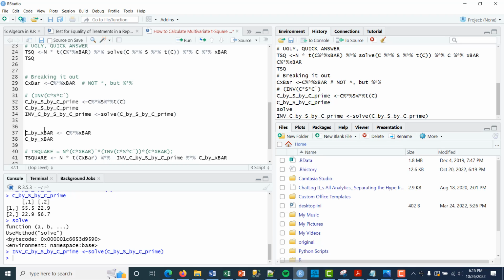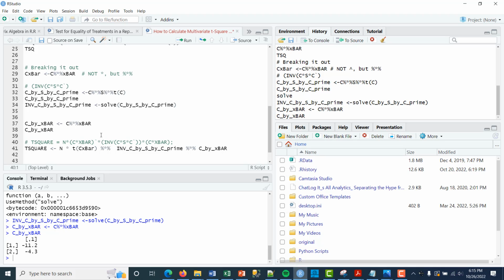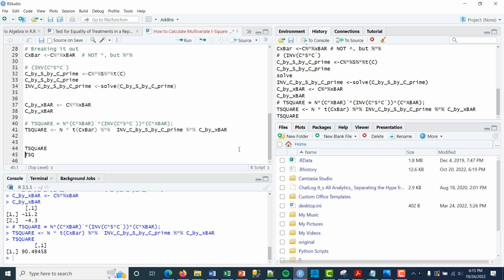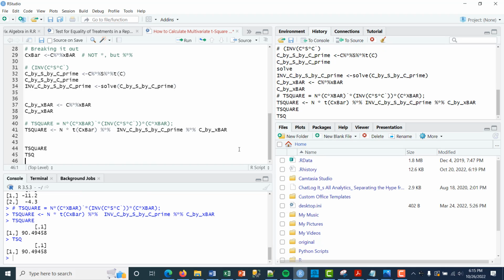And then the last part, this part over here, is just C times X bar, matrix multiplication, and I get that. And so the t squared is bringing all those three components together. These are the three chunks that I just took out, and multiply that out. And there it is. Verify that t squared is equal to t squared. And sure enough, down here they are.